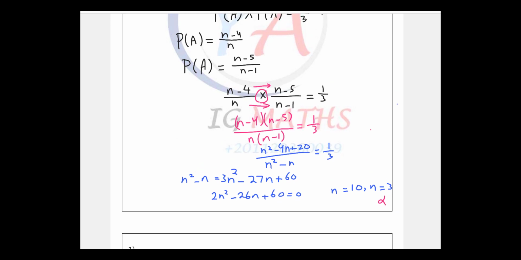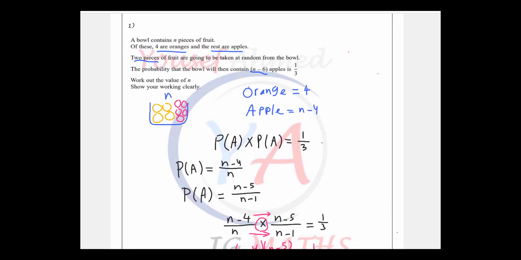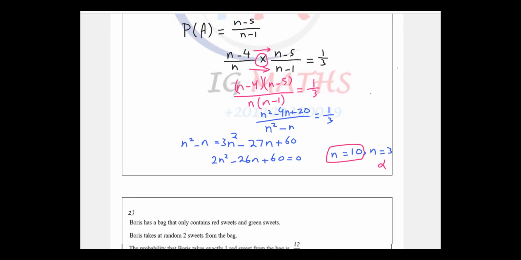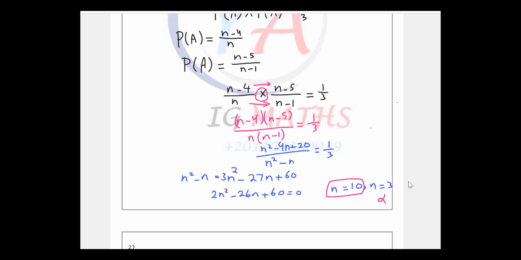You will take 10, which is the number of whole fruits in the bowl from the beginning. So the question now needs the value of n. So the value of n now is, as we said, 10, because you cannot take 3, as 3 is less than the number of oranges, which cannot be applicable here. Now we're done with question number 1. So let's see question number 2.